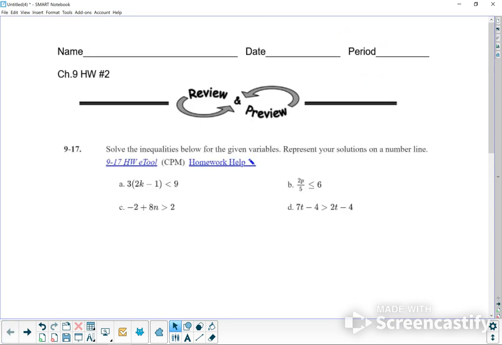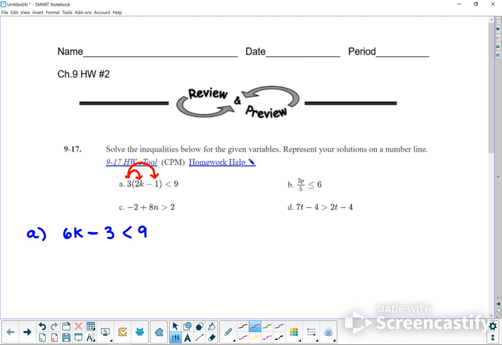All right, so 17 looks like you're just solving the inequality, and then you're going to graph it or represent your solution on a number line. Letter A, let's start over here. Go ahead and distribute that 3 to the stuff inside the parentheses. So we will have 3 times 2k, which is 6k, and then minus 3 times 1, which is 3. And all that's going to be less than 9.